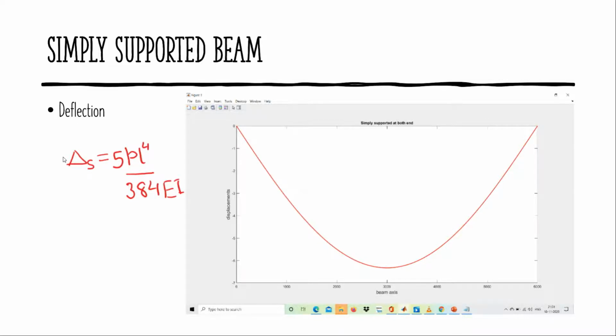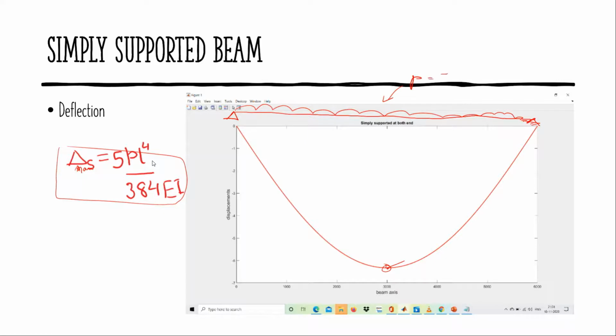For the simply supported beam, the maximum deflection is equal to 5 times PL to the power 4 upon 384 EI. We get a value of roughly minus 6.25 or something around it, which is the maximum value for this simply supported beam. We can keep the values here, the P value, L value and 384 EI, and we will get the maximum value, which is shown here. This is for the simply supported beam with both ends simply supported and carrying a uniformly distributed load P equals minus 10 kilonewton per mm.